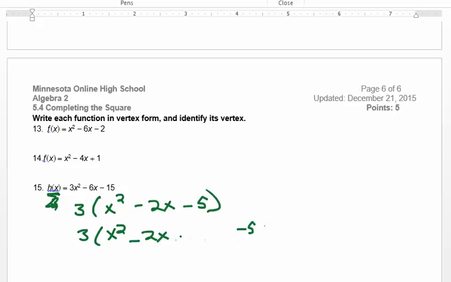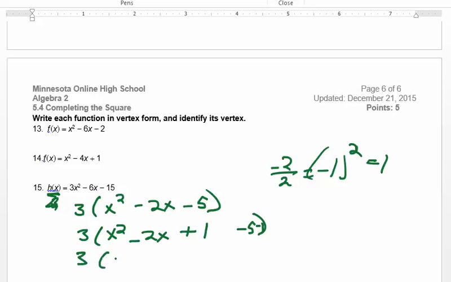Now, if you want to add something inside of here, you can do that as long as you also subtract it. Does that make sense? You can't just add a number to another number without changing it. So I can take half of that and get -1 and square it and get 1, and I can add 1 to both sides. But then I also have to subtract 1. Okay, so now I can write this as 3 parentheses x minus 1 squared. There's 2 sets of parentheses here. Minus 5 minus 1 is minus 6.